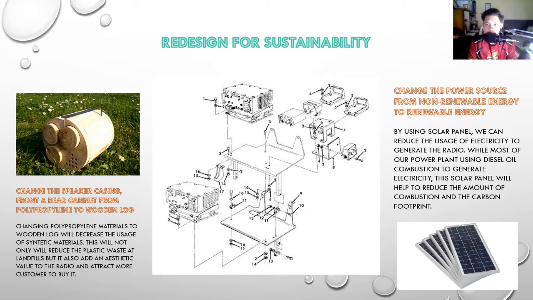The second one is change the power source from non-renewable energy to renewable energy. By using a solar panel, we can reduce the usage of electricity to power the radio. While most of our power plants use diesel or combustion to generate electricity, this solar panel will help to reduce the amount of combustion and the carbon footprint.